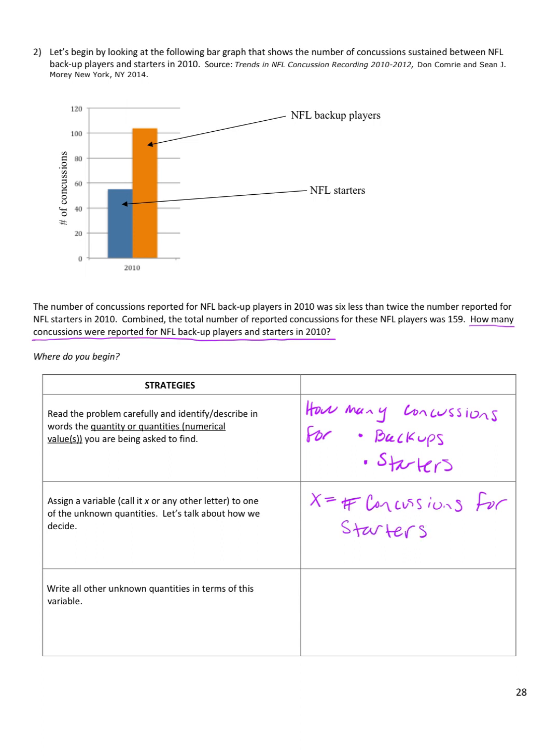And then we want to write all other unknown quantities in terms of this variable. So the number of concussions for backup players: if we know how many there are for starters, we double it and subtract 6 because of this sentence here. Six less than, that would be subtraction, twice the number. So double, subtract 6. We do 2x minus 6. That's how many concussions there are for backup players.